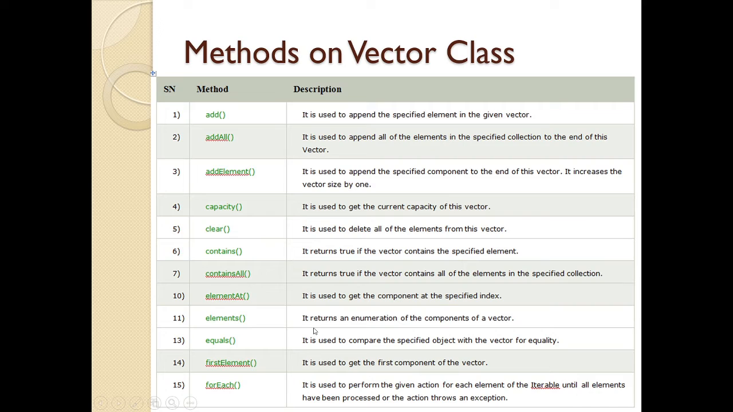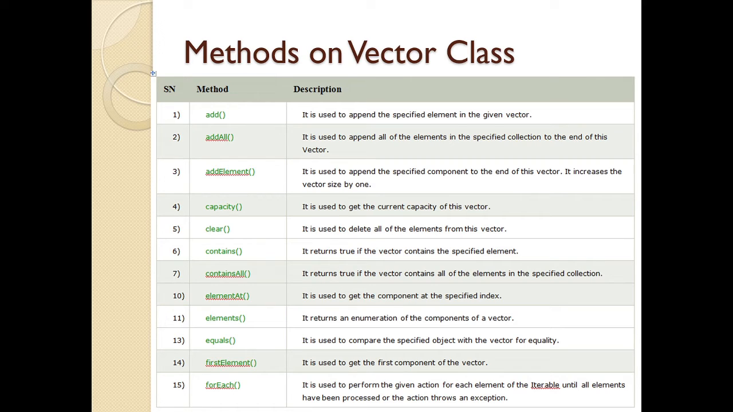Then elements. The elements method will return the enumeration of the components of the vector. So n number of whatever elements are there, it will display them as the elements. Now equals. The equals method is basically used to compare a specific object with the vector for equality. So if I'm passing values and I want to check whether the passed value equals the elements in the collection, then I use equals. Whereas contains checks whether that particular element is contained in the collection, and equals will check whether the value which you have passed equals the elements.